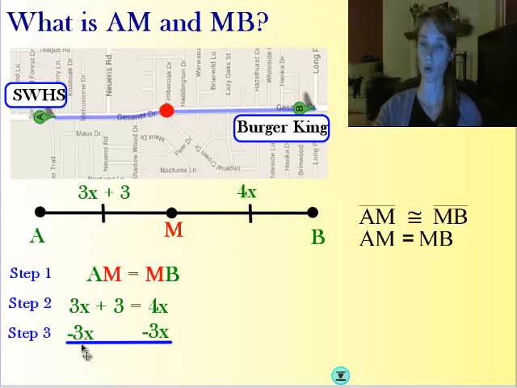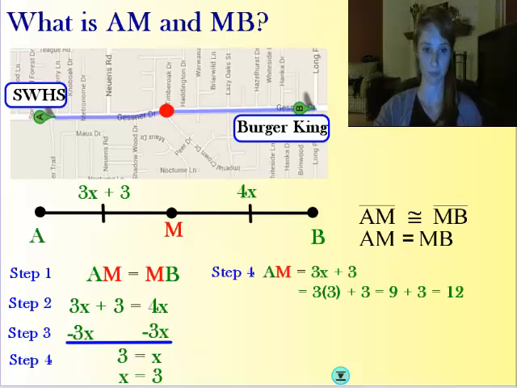So step 2, I'm just going to collect the x's on one side. So I'm going to move the smaller number of x's over the larger number of x's, which means I'm subtracting 3x from both sides. Okay. So that gives me, when I've crossed out 3x on this side, it leaves me with 3, and 4 minus 3 is 1. So 3 equals x. Great. Or I can flip that around as x equals 3.